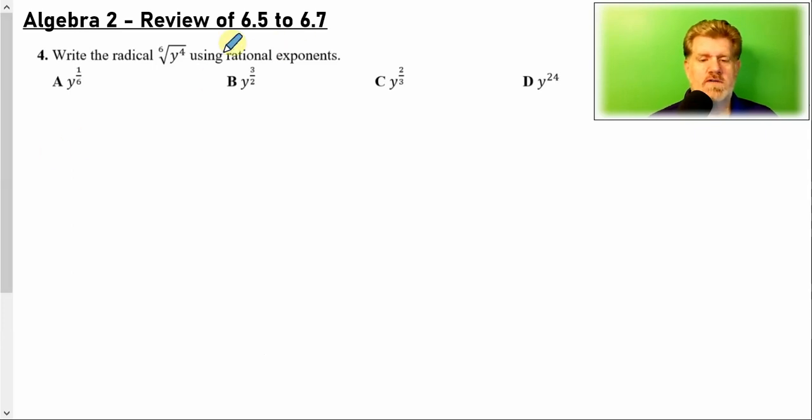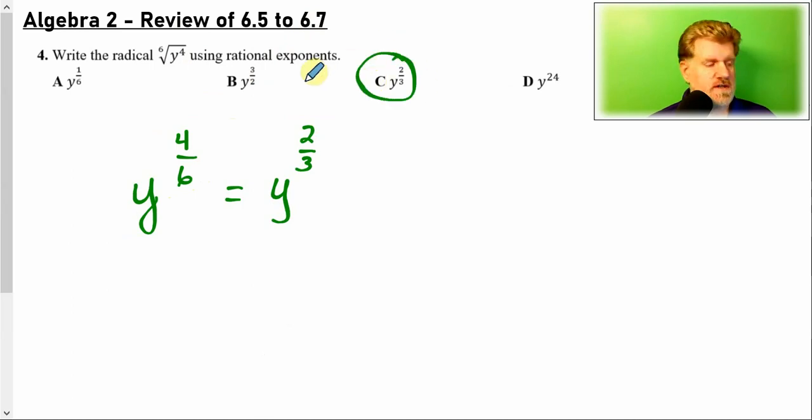All right, radical exponents. This one's pretty straightforward. It's basically just a definition. The power is the numerator. The root is the denominator. You'll notice that 4/6 is not up there because that's a fraction that can be simplified. Divide them both by 2. You get y to the 2/3, which is right there.